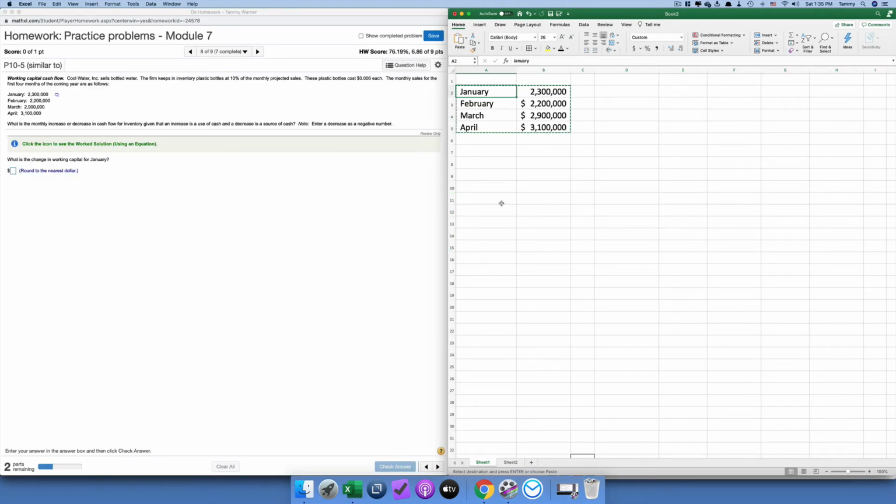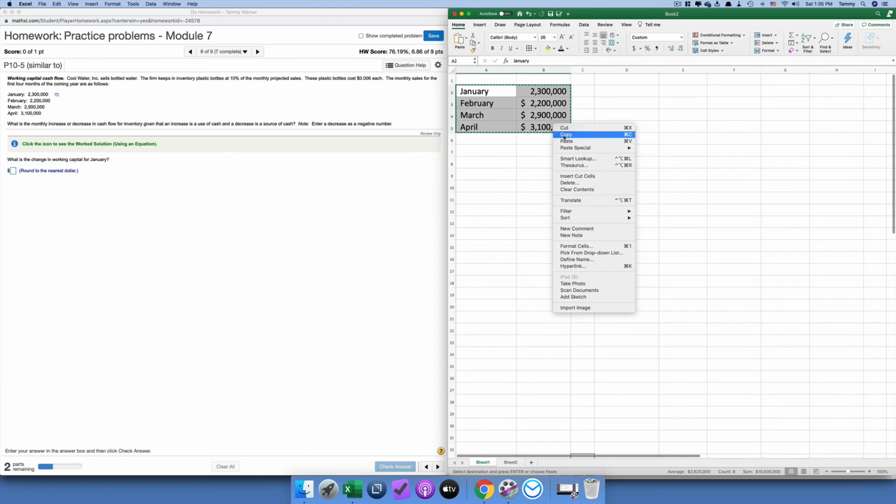Okay, this next problem, we are looking at working capital, changes in working capital as they affect cash flow. And this also kind of goes back to some of the stuff that we did in managerial, because this is sort of looking at your budgeted inventory needs. And so what am I going to do first? I am going to turn this around so that it's horizontal.